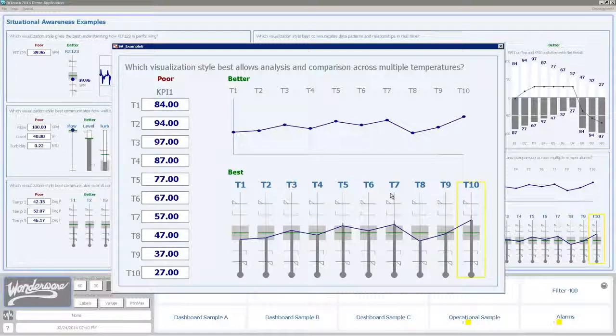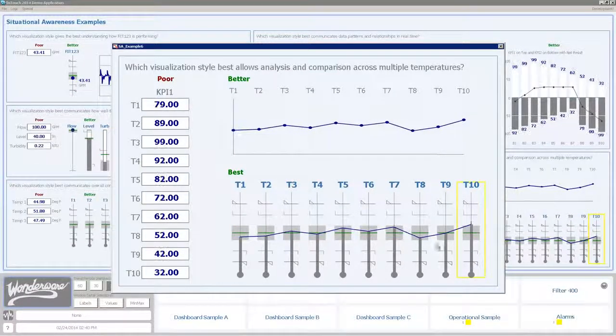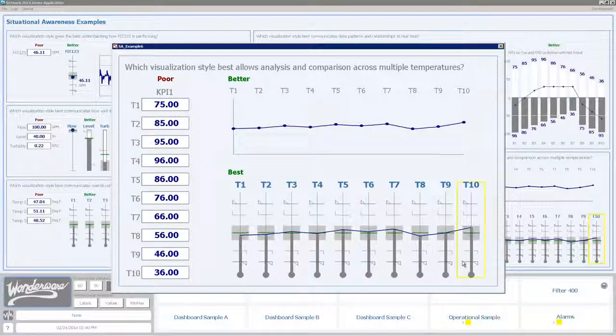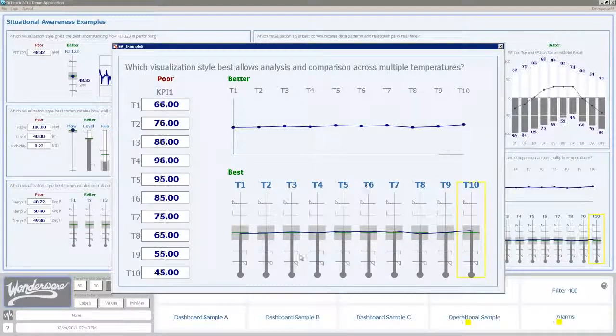I've connected them so I can see lines, because the human mind is very adept at being able to see changes in line direction. And I've also got information like alarm information, so I can see temperature 10 recently was in alarm, but it's back in normal state now. So this allows me to much more effectively communicate what's going on with these temperatures.